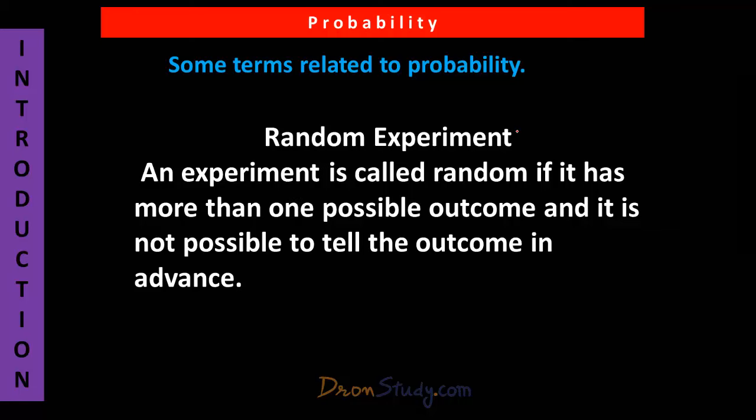Now what is a random experiment? An experiment is called random if it has more than one possible outcome, and it is not possible to tell the outcome in advance. Suppose a coin is tossed.